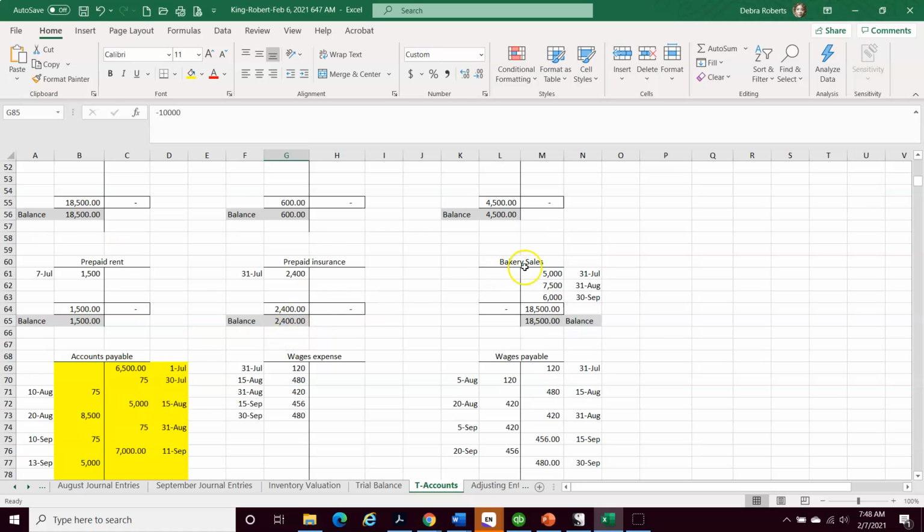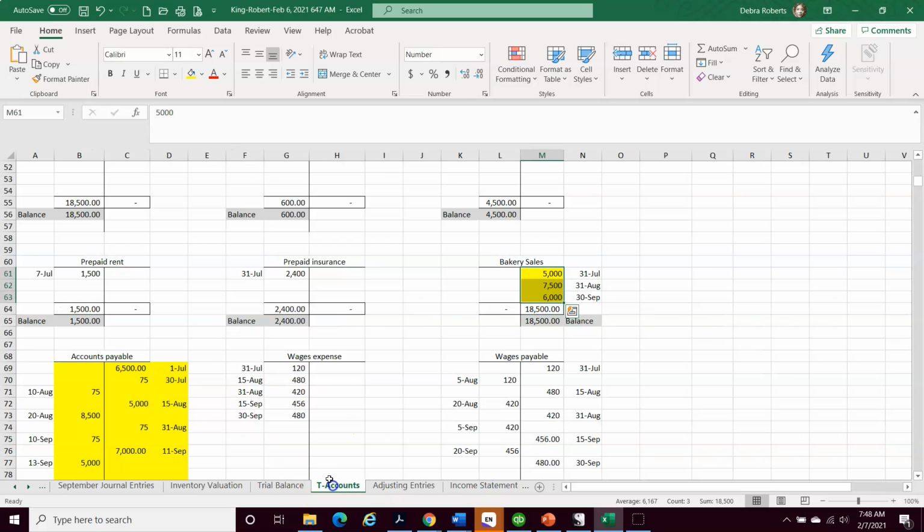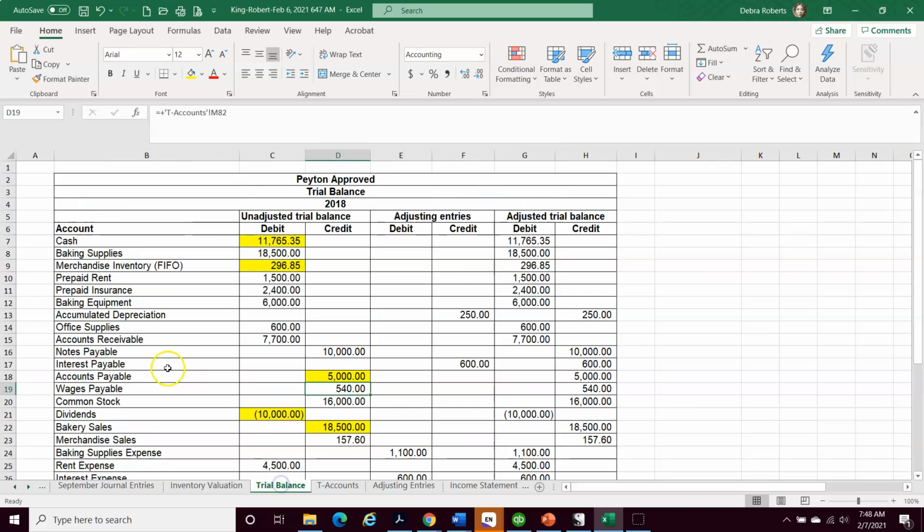Let me see what else is wrong. These numbers here are wrong simply because you're only taking part of the sales. You want total sales, not part of the sales. Total sales is $10,000, and a portion of that sale you receive in cash, and a portion you're going to receive later. So that's why your number is off here. I really hope that helps you correct your unadjusted trial balance.